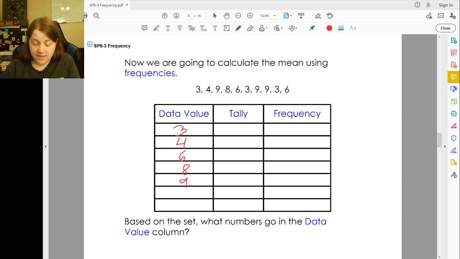So let's go ahead and do tallies. 3, 4, 9, 8, 6, 3, 9, 9, 3, 6. So the frequencies: 3, 1, 2, 1, 3. So that's the numbers that go into the data value column, the tallies, and the frequencies.